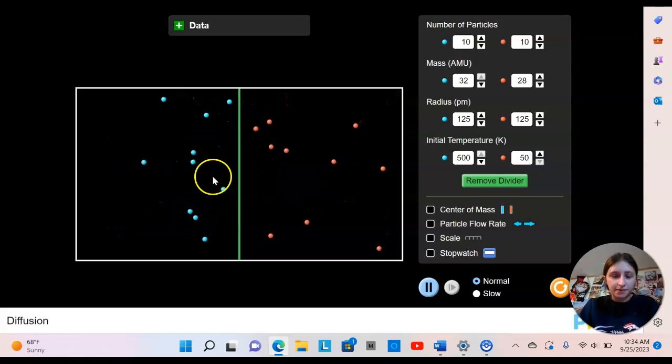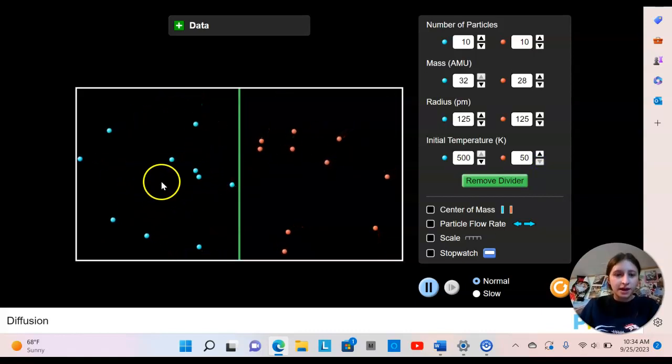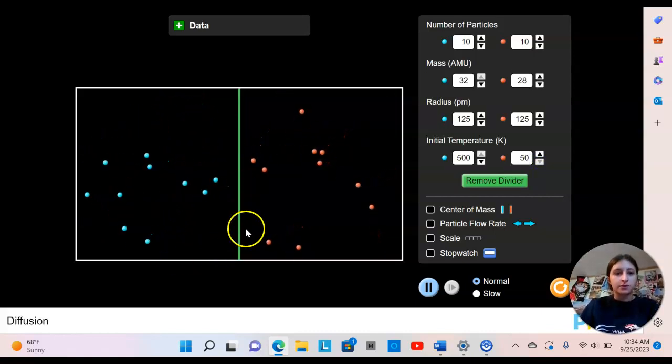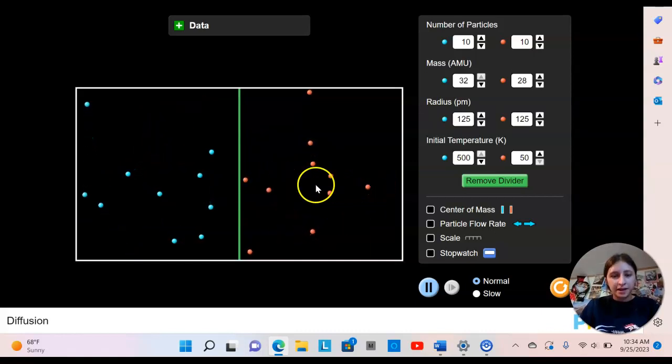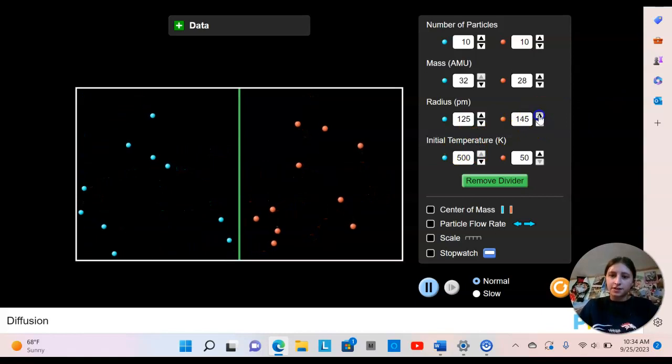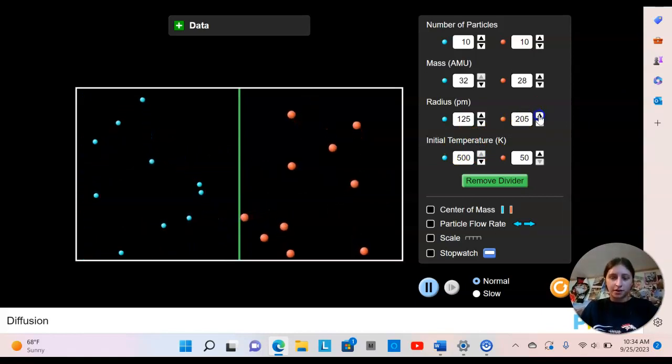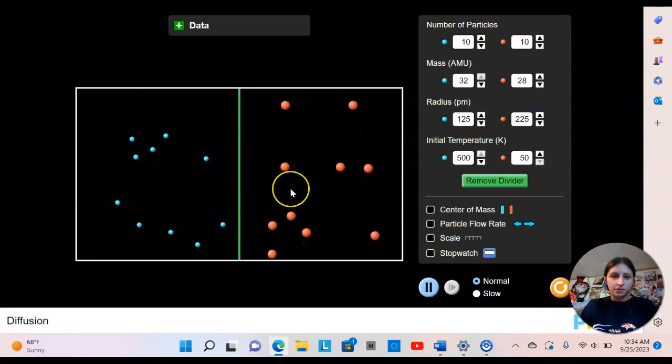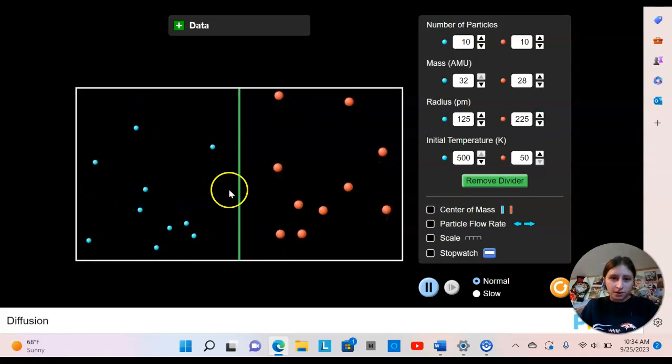What do we notice now? We see that on the blue side, all of our particles are moving really fast, but on the red side now, they're moving really slow. What if we change the red side's radius? So now they're a lot bigger. Now they're moving super, super slow.